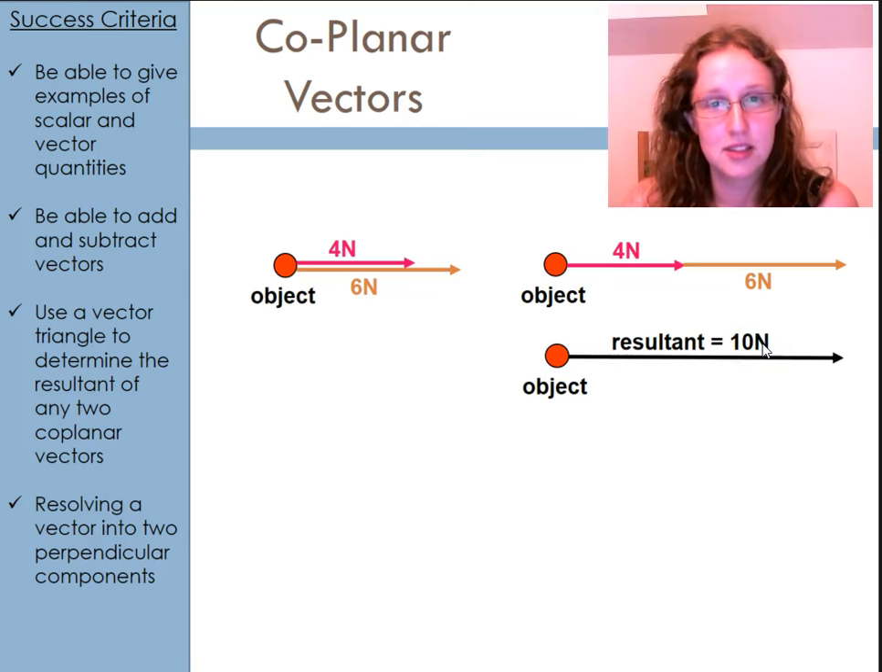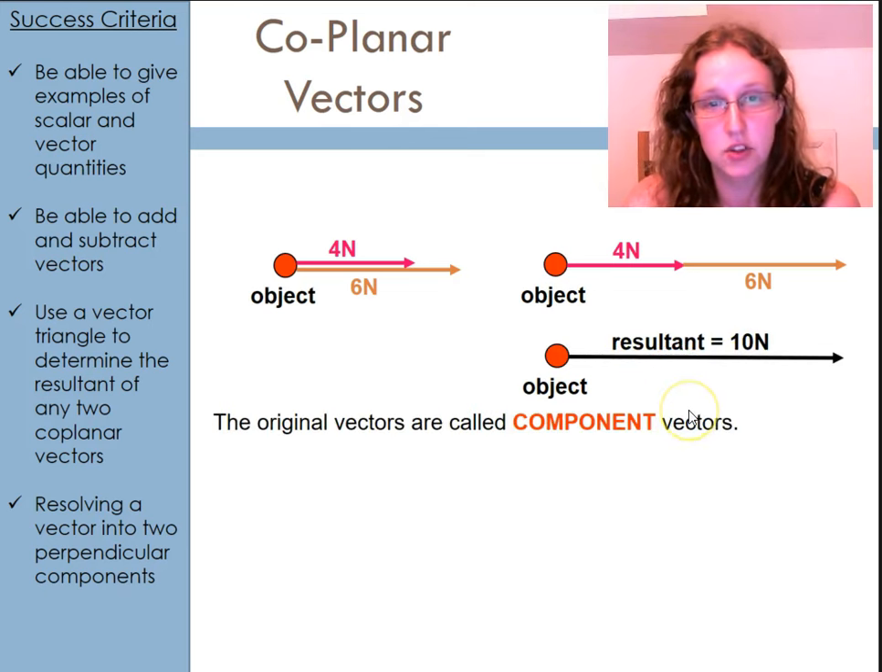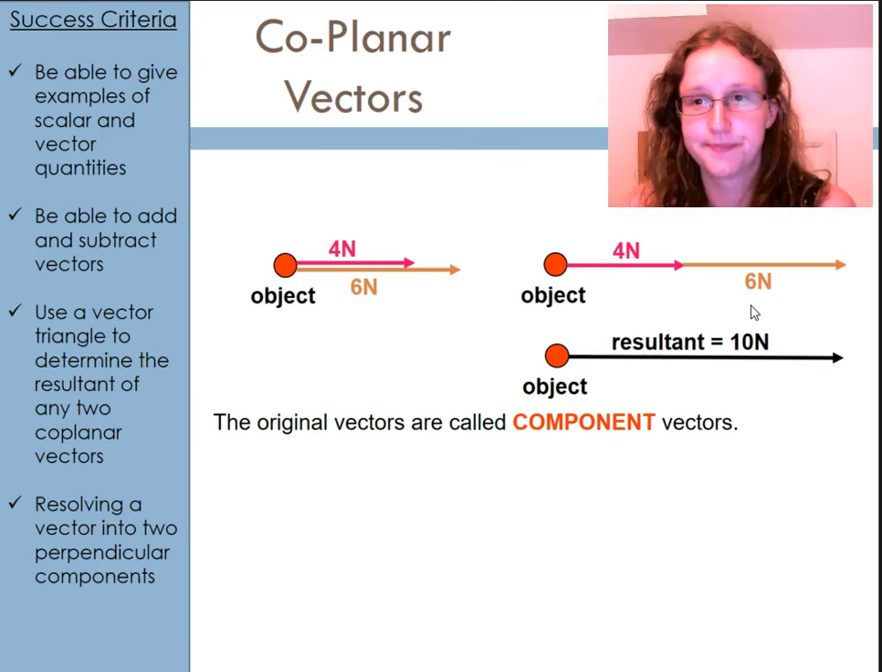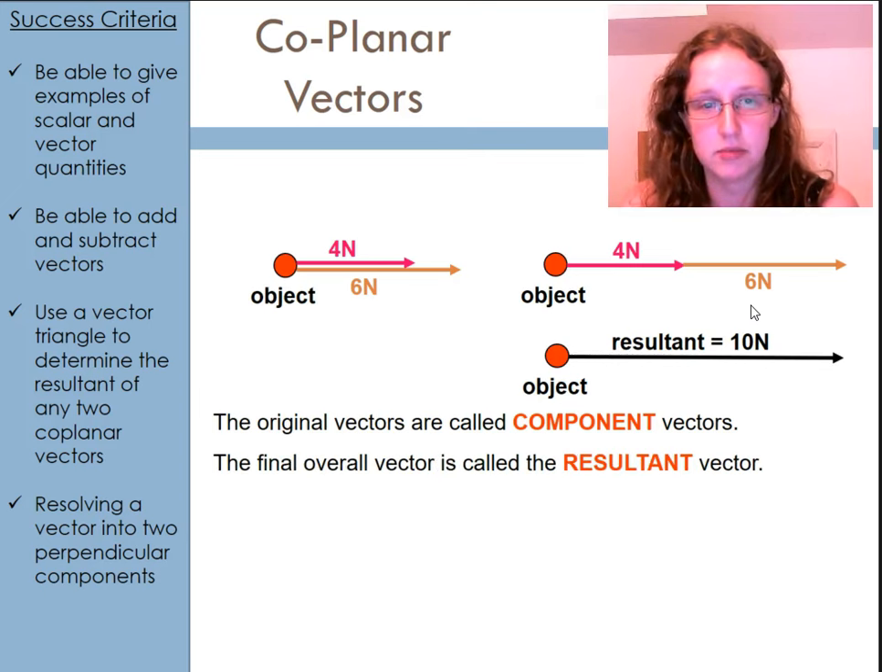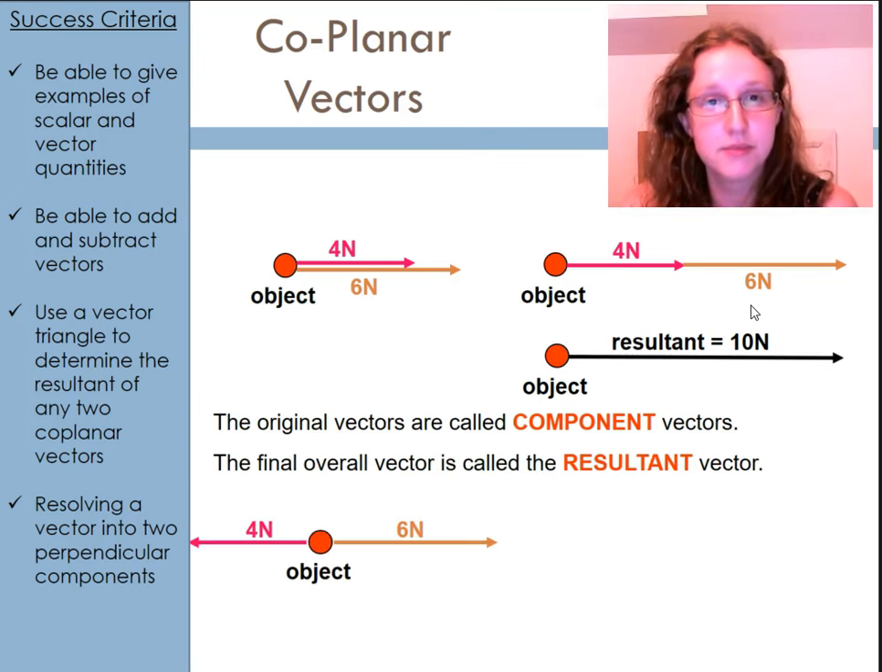So, just a little bit of language. This one I've called my resultant, and the two that made it up are called my component vectors. It's just to help keep you on track and help us distinguish between our two vectors. So, yeah, component and resultant.